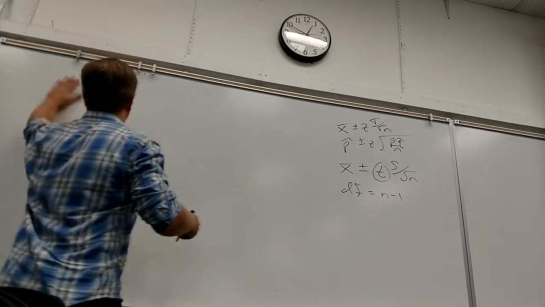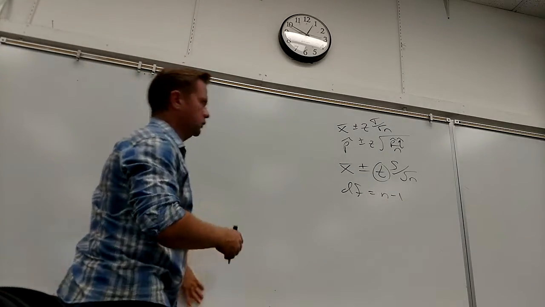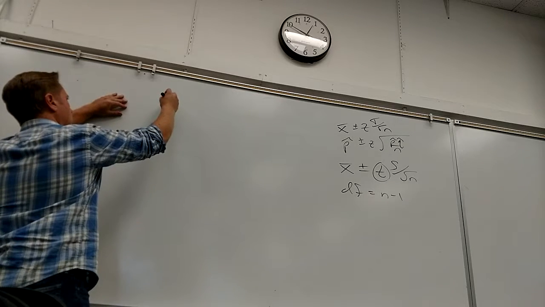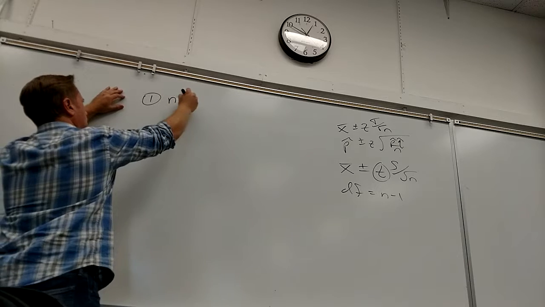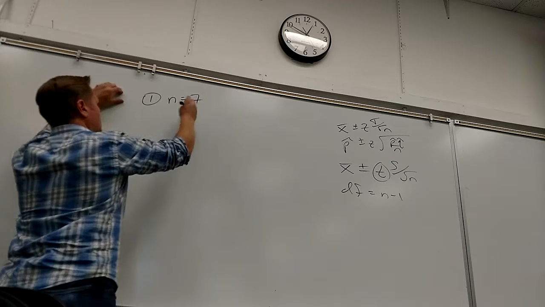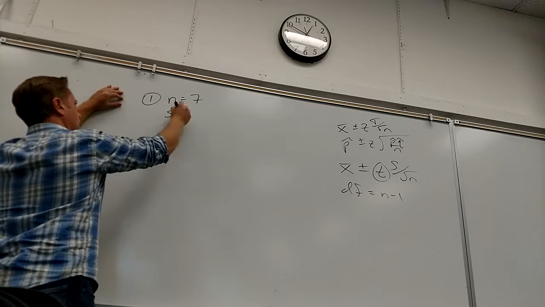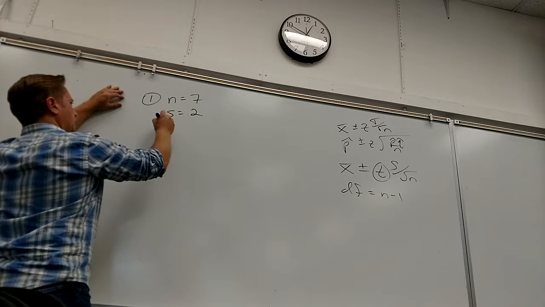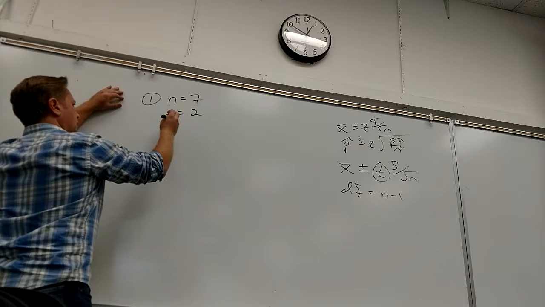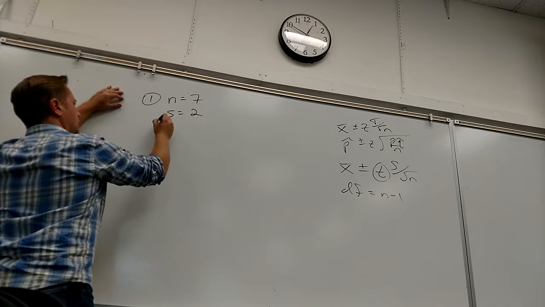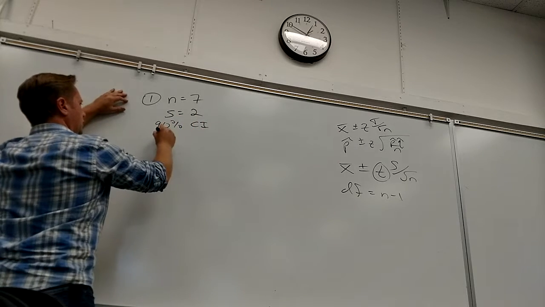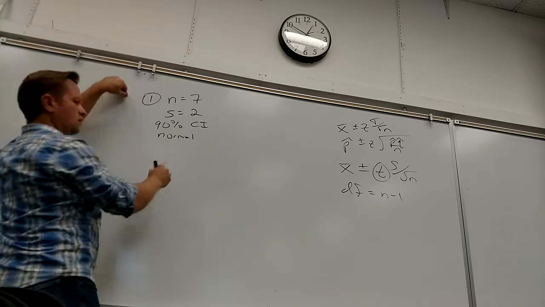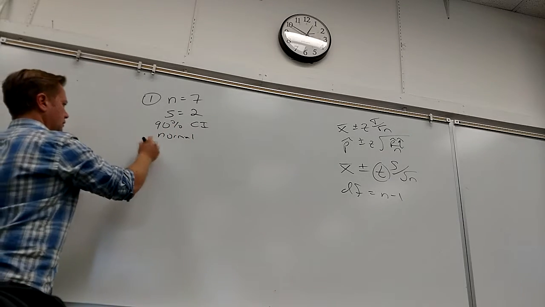So let's just do a couple of quick T-score chart uses here. Say N is 7, S is 2, and I want to, let's say, what do you got, Jeff? 90% confidence interval. I know it's normally distributed. What would the T-score be? I'll tell you it's a T-score.